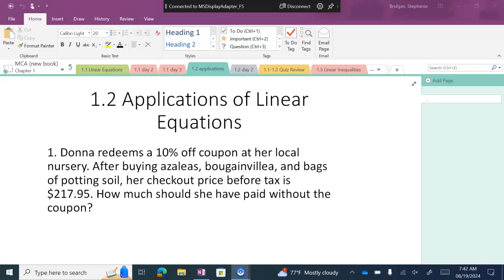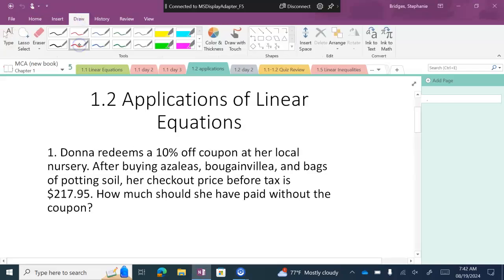Okay. So what is it that we're looking for? What is the unknown? What does it ask for? How much she should have paid without the coupon, right? That's your original price. So what I'm going to do is I always like to label what I'm calling my variable so that when I go back and answer my question, I know that that's what I'm looking for. So just out to the side somewhere, I'm just going to put that X is going to represent my original price. Okay, so X is the original price. What did it cost before that discount?